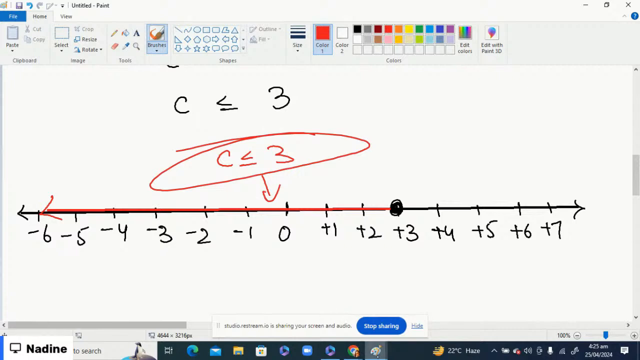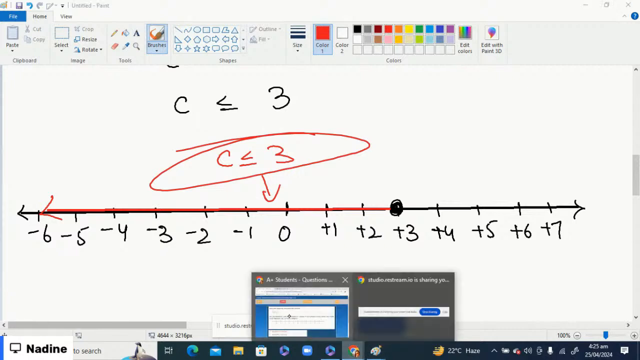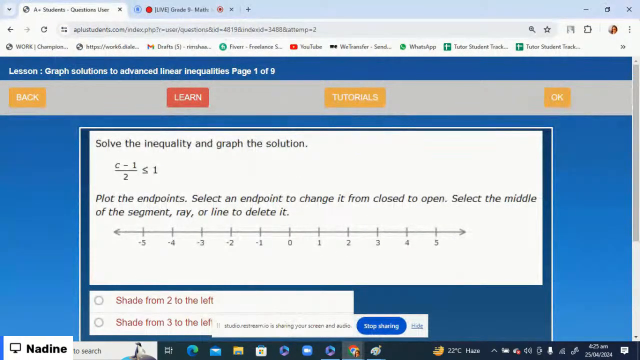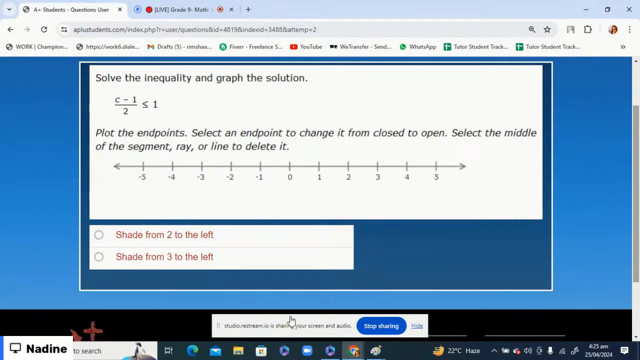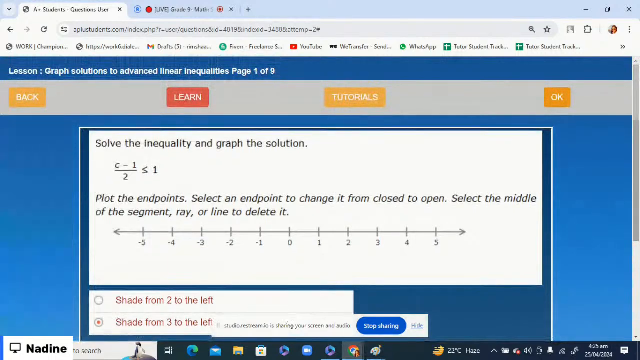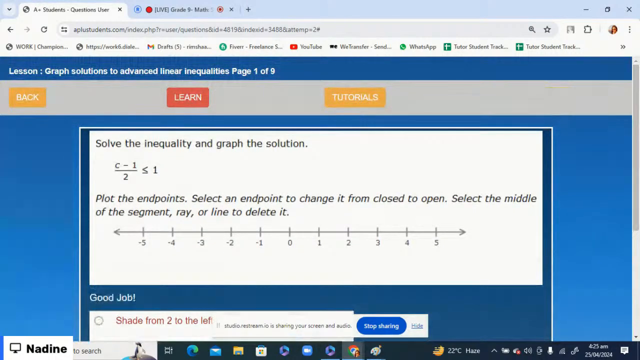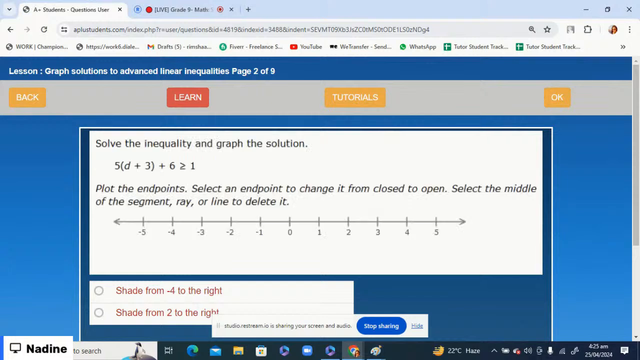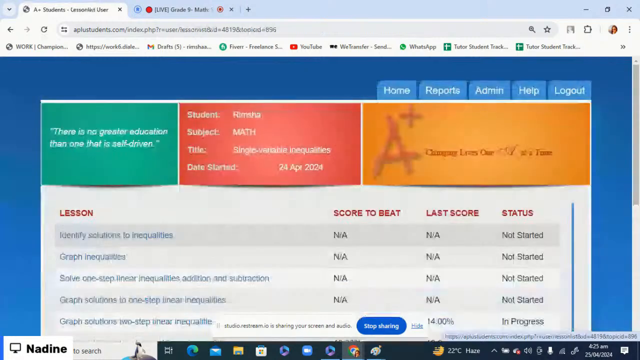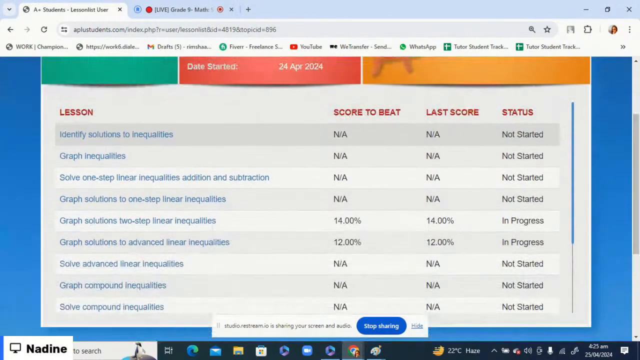So let's check the answer. They are saying shaded from 3 to the left. Yes, 3 to the left. Yes, it's right. Now you are able to solve this question by yourself. All the remaining questions, do them by yourself. Let's do the next lesson.